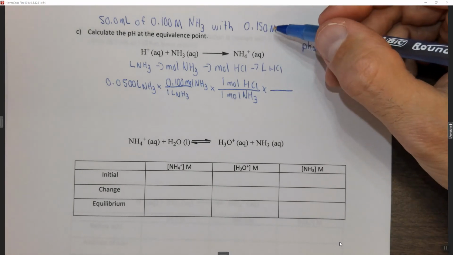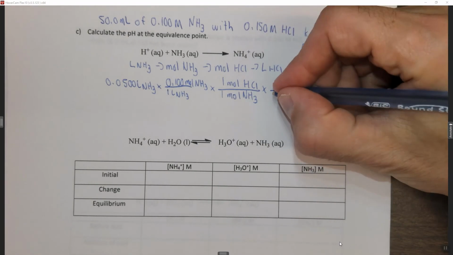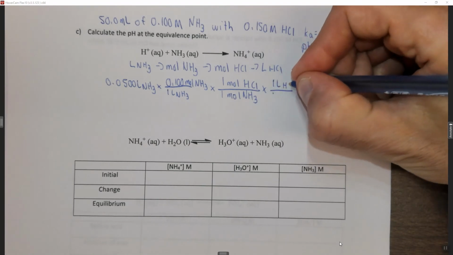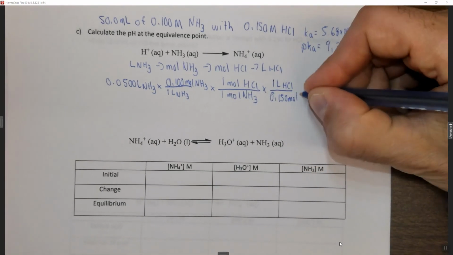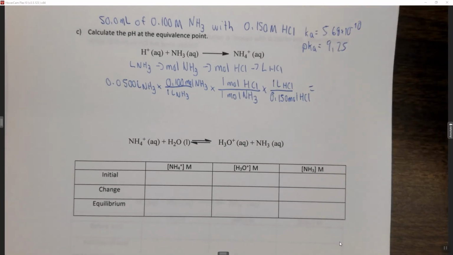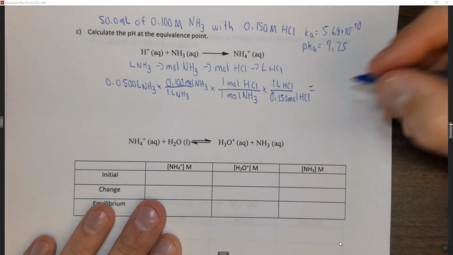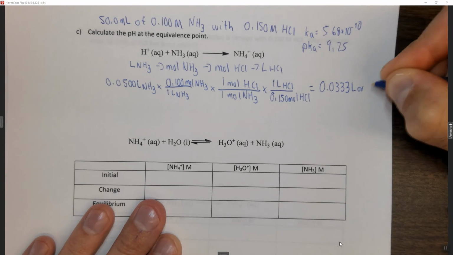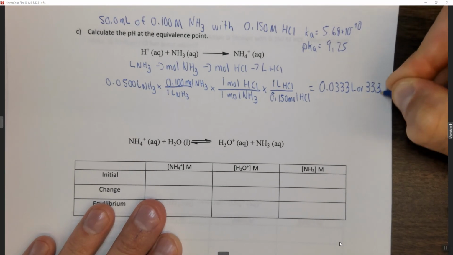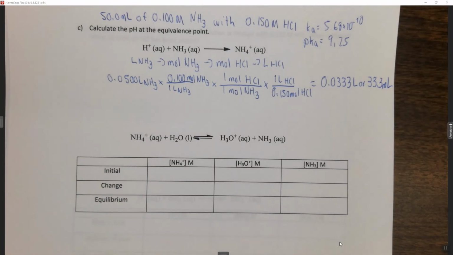So in order to do that, we need to do 1 liter of the HCl on the top and the 0.150 moles of HCl on the bottom. And when we do all that math, we find that this is 0.0333 liters or 33.3 milliliters to reach the equivalence point.